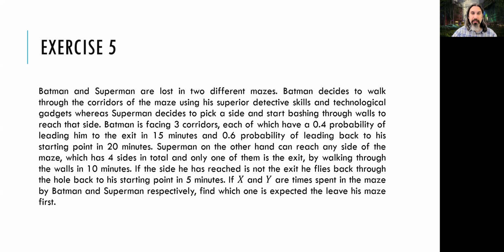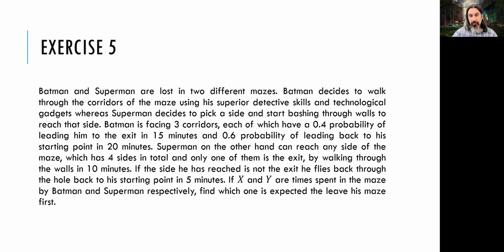We're going to have to find EX, the expectation of X. Now, Batman has 3 corridors. He's going to pick one of them randomly. After he has picked that corridor, he has a 0.4 probability of going out to the exit, whichever corridor he chooses. So corridors don't matter. 3 times 1 over 3 is just 1, so I'm just going to skip picking the corridors.